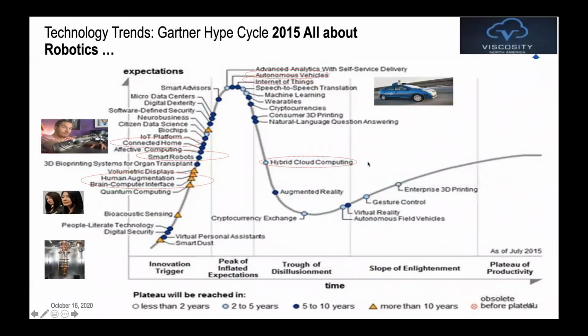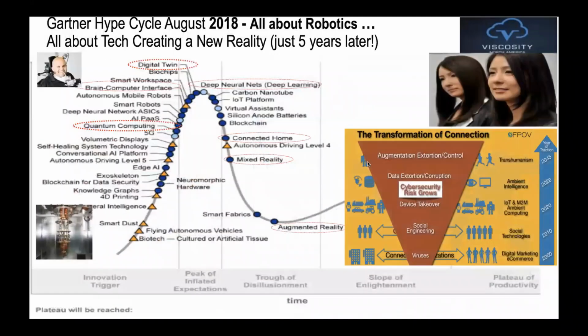Just seven years ago. Then 2015 became all about robotics, autonomous vehicles, connected homes, smart robots, even human augmentation starting to come in the future. 2018 is about a new reality, digital twin. Maybe it's your autonomous DBA. Quantum computer no longer is far away. Connected home now in 2020, it's here. Augmented reality, it's here.